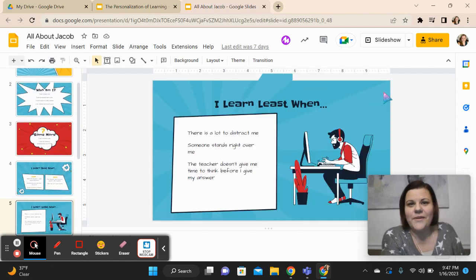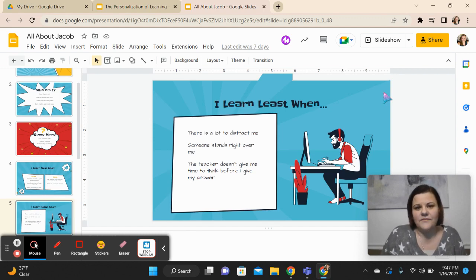He does not like when there is a lot going on in the classroom. And as he explained to me, it does not mean that he doesn't like when kids are moving around or talking. He doesn't like when there's a lot of extra stimuli. So if kids are up and dancing around or making a lot of noise or off task, it gets him easily off task. As I said, he doesn't like when someone stands right next to him. And he also doesn't like when the teacher doesn't give him time to think before he gives his answer.